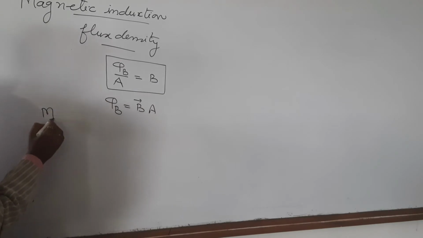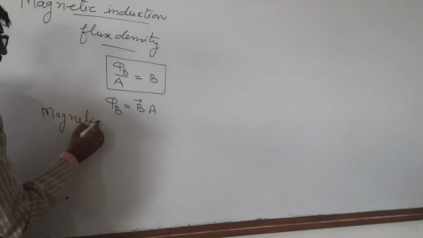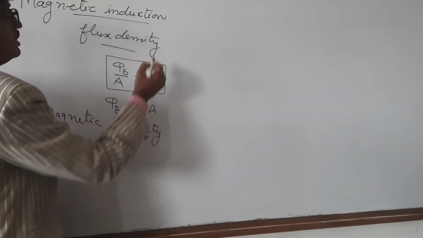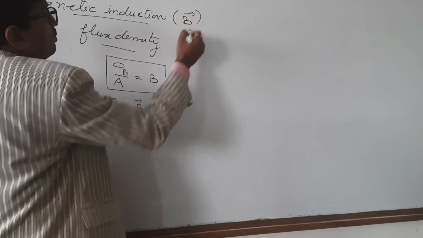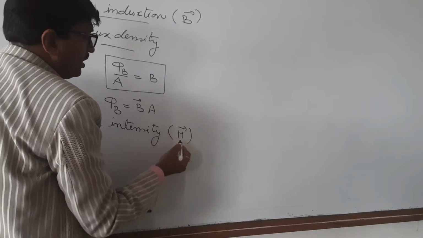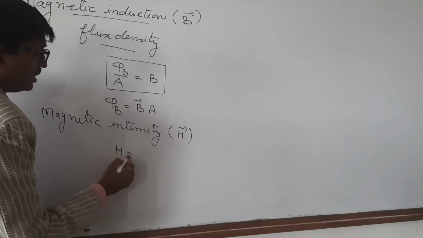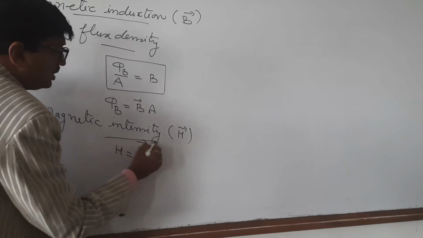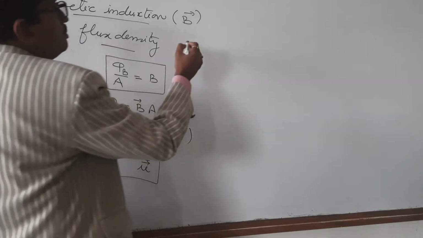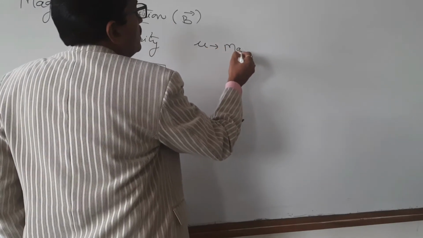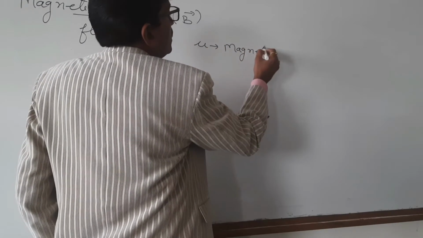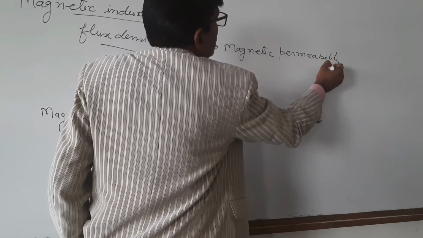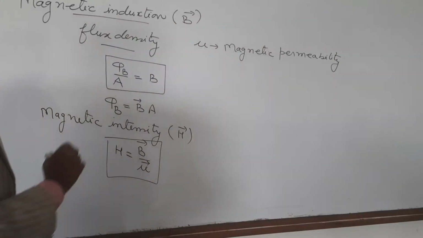And the next term is magnetic intensity. B is represented by a vector quantity. Magnetic intensity is represented by H, again a vector quantity, and H is the ratio of magnetic induction and mu. Mu is the magnetic permeability. Okay, this is another term.